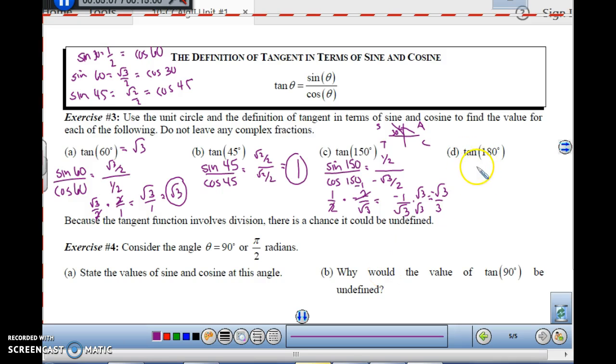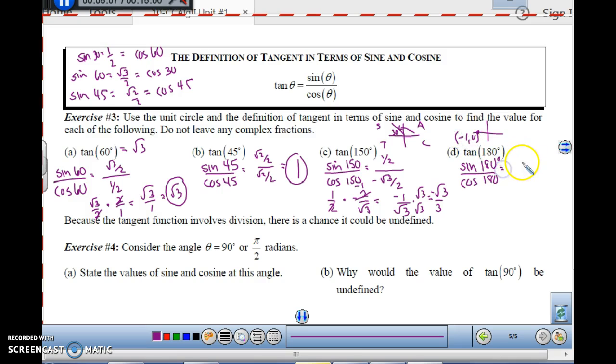Okay, last one, tangent of 180 would be the sine of 180 over the cosine of 180. All right, now remember, 180 degrees would be on the unit circle right here. What would be the coordinates? Well, this would be the coordinate negative 1, 0.